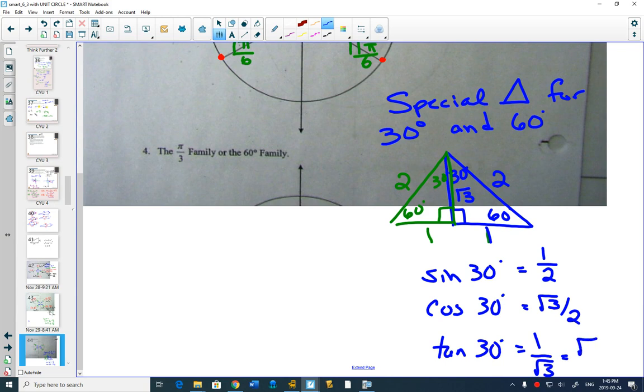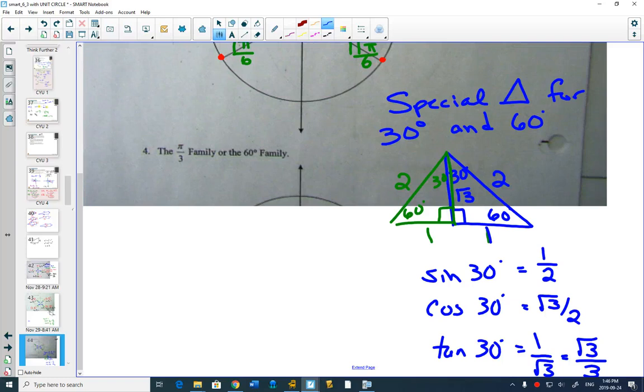And if you rationalize that, you'll get square root of 3/3. So again, if you were asked what's the exact value of tan of 30 degrees on a test, it would be correct if you wrote 1 over the square root of 3, or if you wrote the square root of 3/3. Both answers are fine.